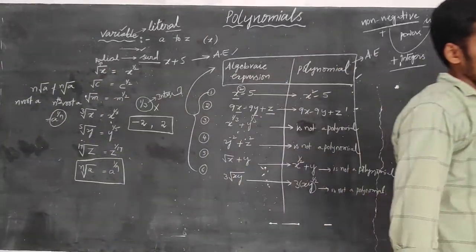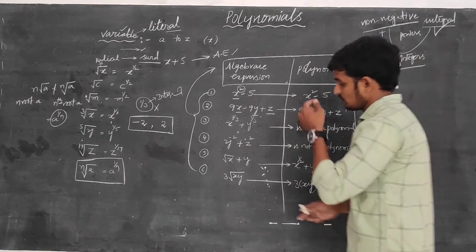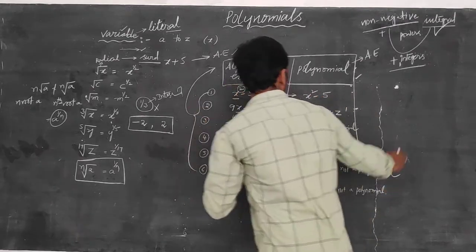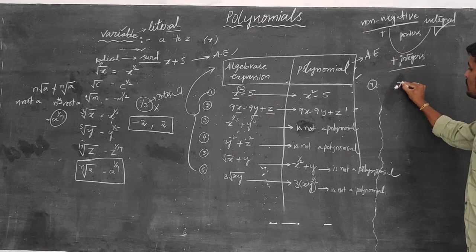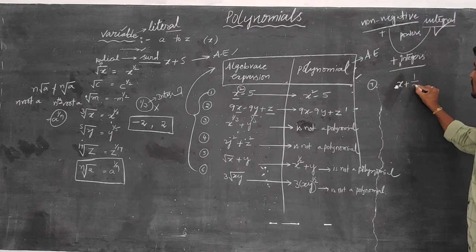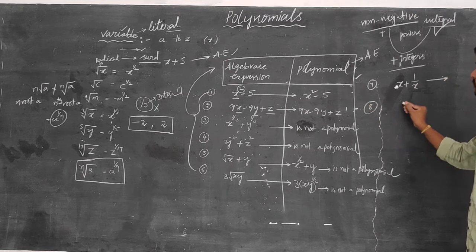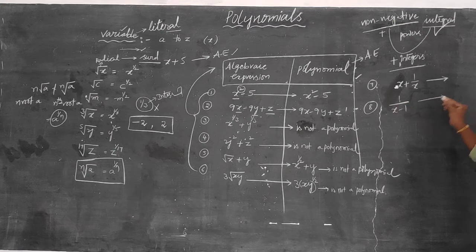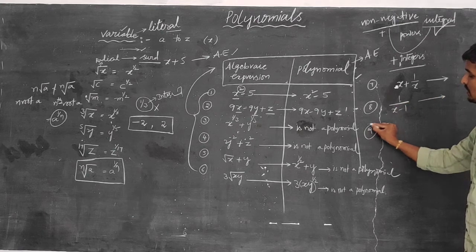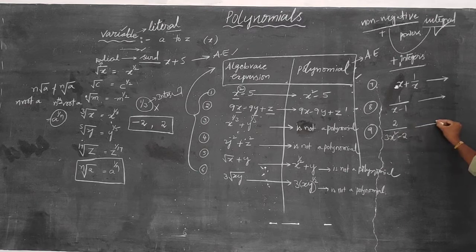5 examples for polynomials, 5 examples for which are not polynomials. I will ask you one question. For example, if you want to write the 7th example, I am writing one expression: x plus 1 by x. Is this a polynomial or not? The same way, one more example, 1 by x minus 1. Is this a polynomial or not? And the 9th one is 2 by 3x square minus 2. Is this a polynomial or not?